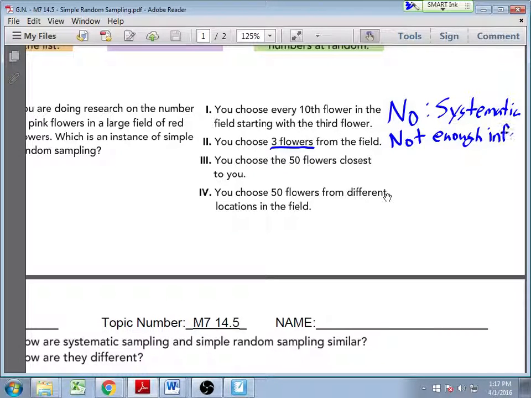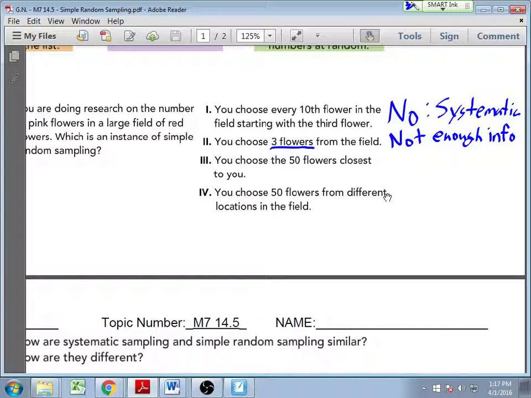I don't know how they chose the flowers. I don't know if they reached down and picked 3 right beside each other, because that would completely have a bias. That would be a convenient sample. They don't tell me how we did it. I'm assuming they reached down and picked 3 flowers. So you could say no, or not enough info, or not a good sample.